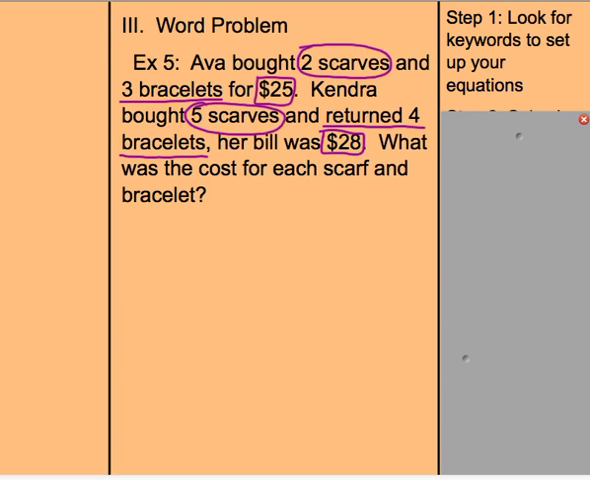So setting up my equations, 2 scarves, I'll use C for scarves again, plus 3 bracelets, we'll use R for bracelets, B can kind of look like a 6 sometimes, for $25. So now Kendra's is a little bit trickier because she's returning something. She bought 5 scarves, so that's 5 times C. But when she returned the 4 bracelets, she got a credit, or it was subtracted from her total, 4 times R. So that dropped her total bill to $28.